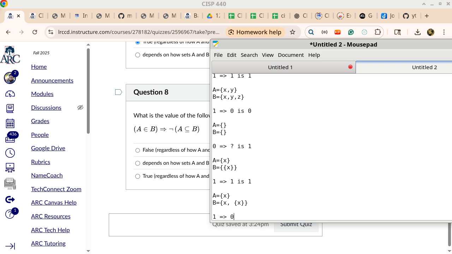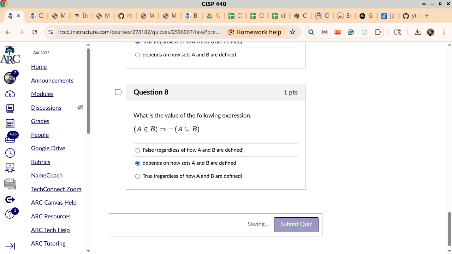The right-hand side is false because in this particular case, A being a subset of B is also true because everything in A, which is only lowercase x itself, can also be found in B. So A is a subset of B is also true, but not true is false. So I end up with a true implied false. When you look up the table of implication, then the operator returns false. So that means it depends on what you put in set A and set B. It can be true or false. So this one also goes to depends on how set A and B are defined.